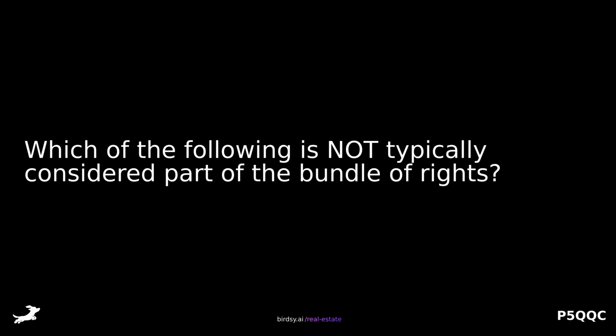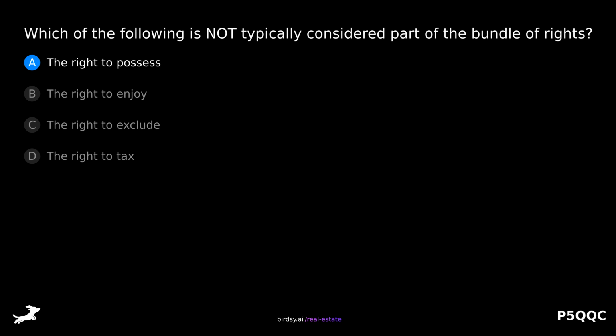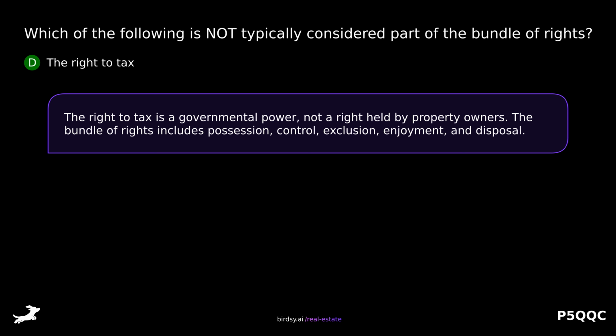Which of the following is not typically considered part of the bundle of rights? Is it A, the right to possess, B, the right to enjoy, C, the right to exclude, or D, the right to tax? The answer is D, the right to tax. The right to tax is a governmental power, not a right held by property owners. The bundle of rights includes possession, control, exclusion, enjoyment, and disposal.